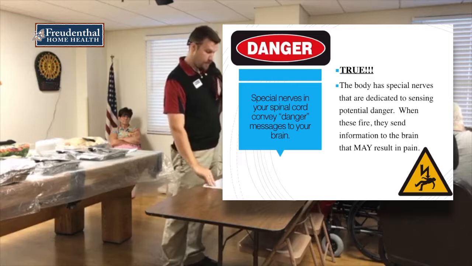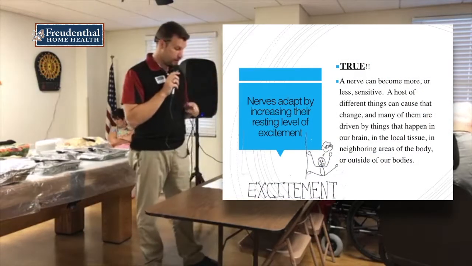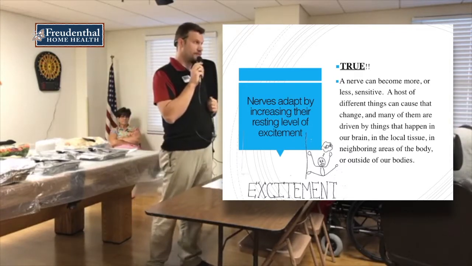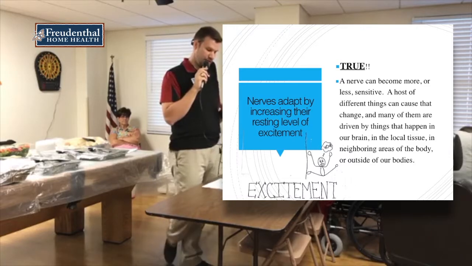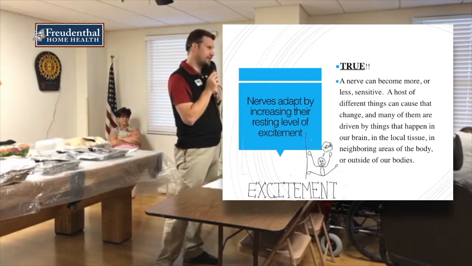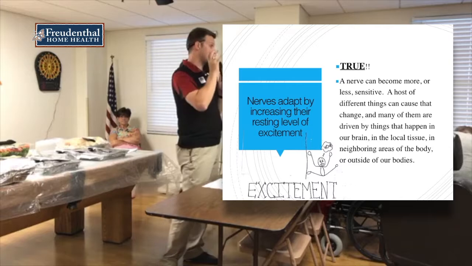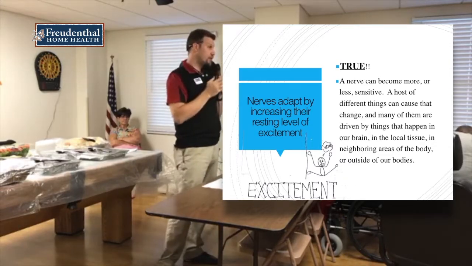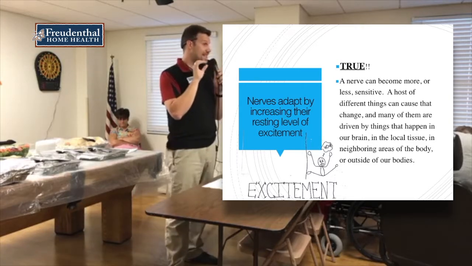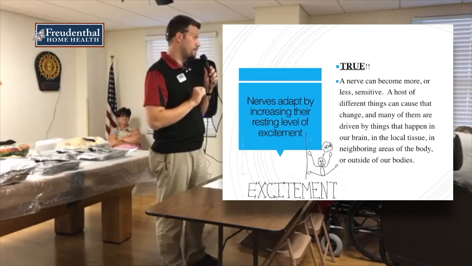So let's go ahead and move on to the next question. All right, so nerves adapt by increasing their resting level of excitement. True, yes. Nerves can become more excited or less excited. Like, this is boring, right? And what do you think happens when a nerve becomes more excited? Sometimes pain. But basically what happens when a nerve becomes more excited is it's more sensitive. It's easier to get that nerve to fire and signal up to the brain, right?